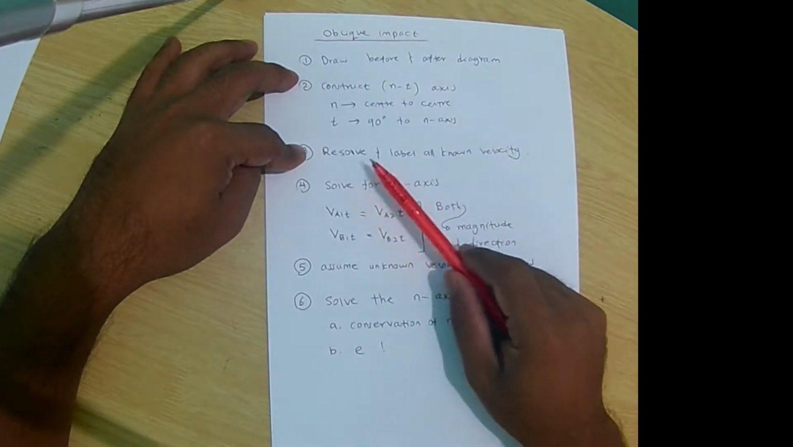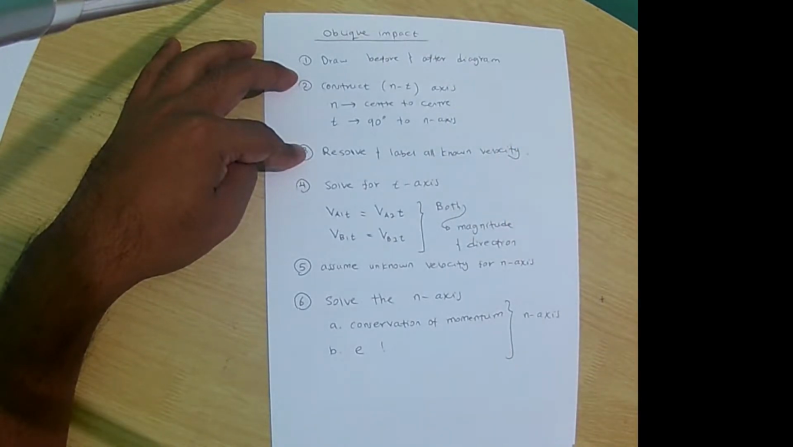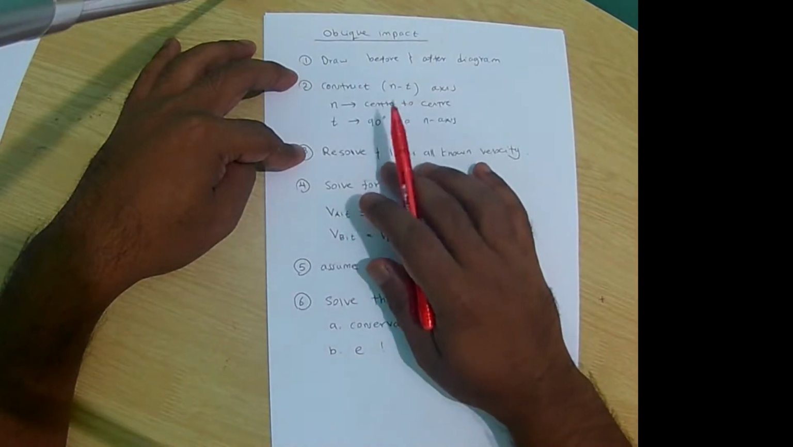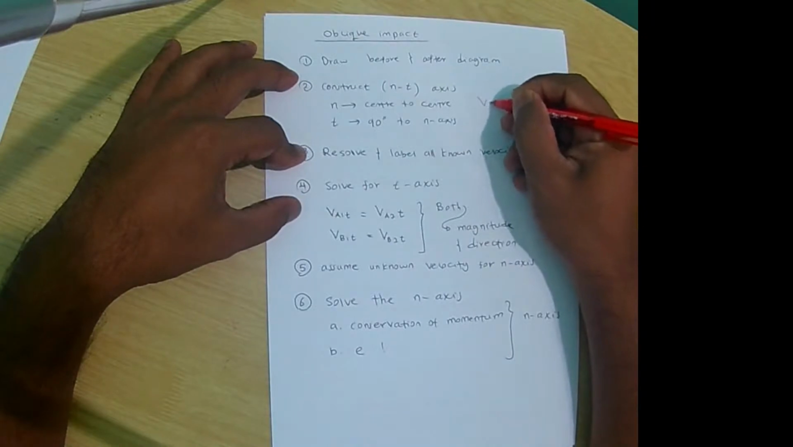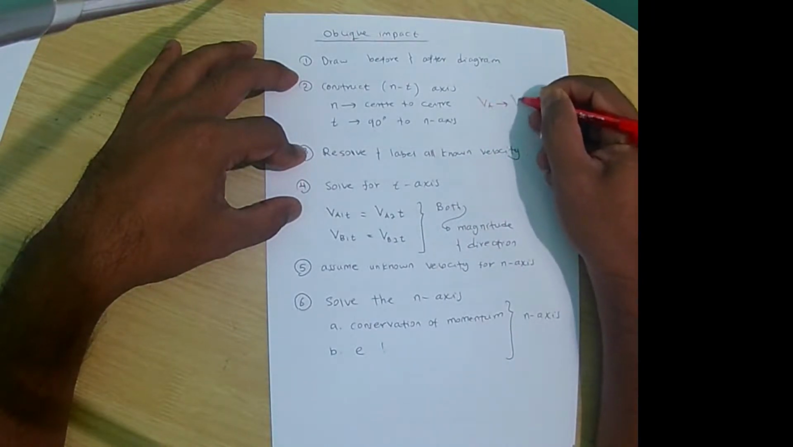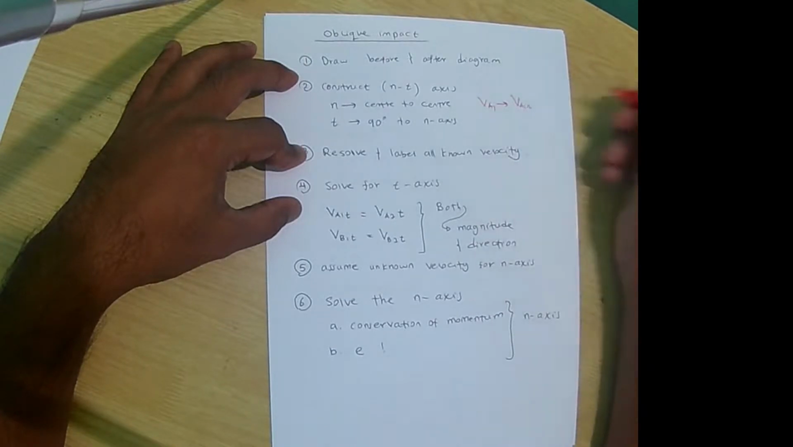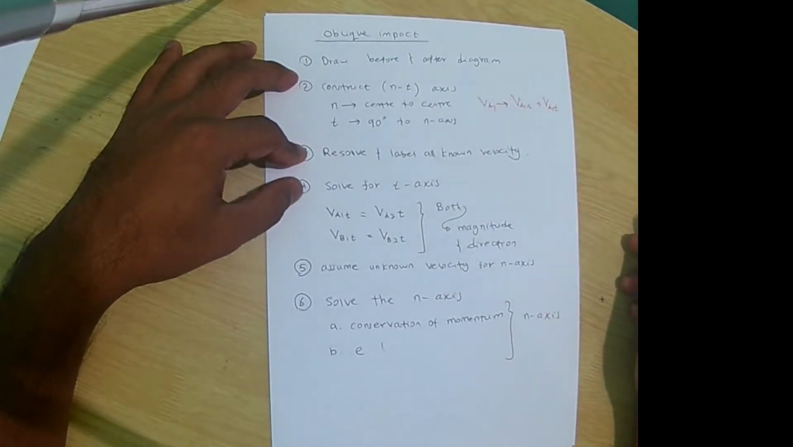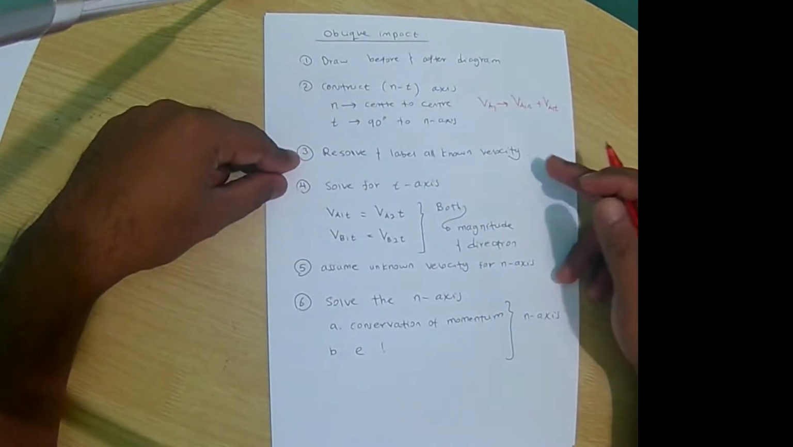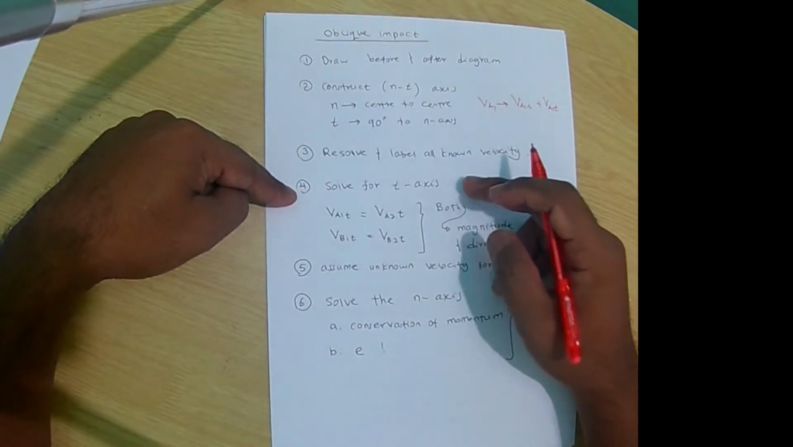Okay, so you resolve and label, meaning that you put its name as VA1 in T direction, VA1 in N direction, and so on. So you resolve into N and T, and for example if we have VA, you will have to resolve this one into VA1 in N axis plus VA1 in T axis, okay, and so on. Now you have resolved and labeled the known velocity, and then you can solve for T axis.